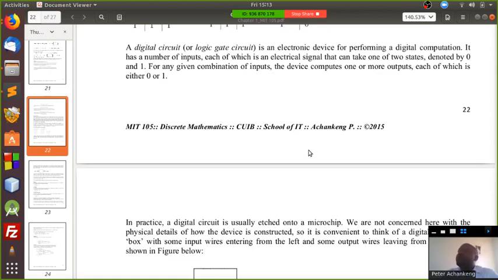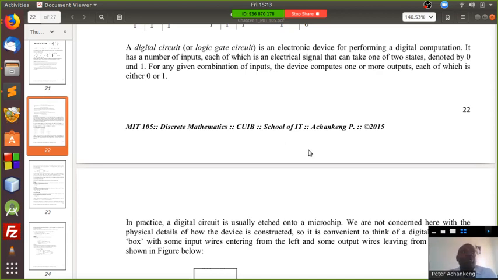It has a number of inputs, so any digital circuit will have some form of inputs, each of which is an electrical circuit that can take one of two states, either a 0 or a 1. You see that these 0s or 1s actually represent some low or high voltages in the system. Either the system is conducting or it's not conducting.